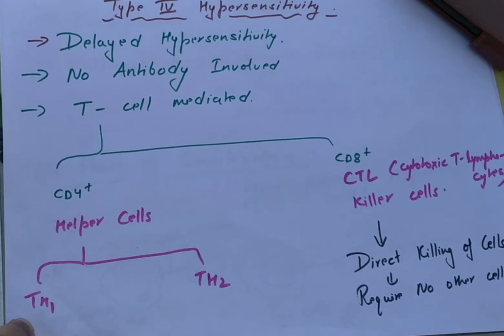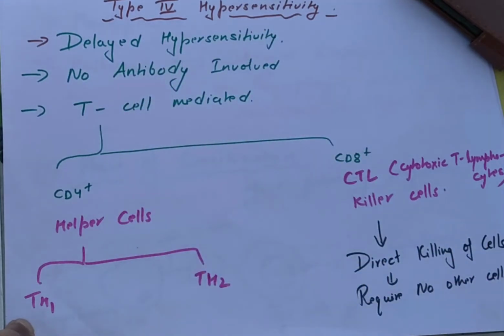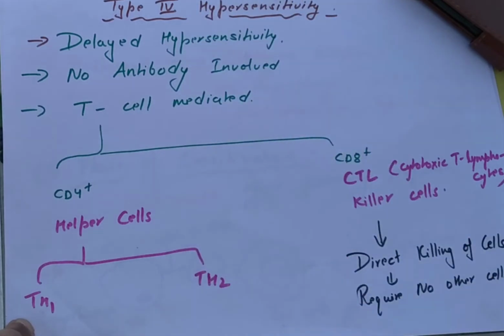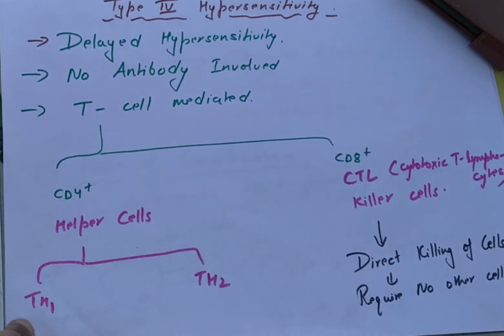Hello everyone. Today we are going to discuss type 4 hypersensitivity, which is also called delayed hypersensitivity. Unlike all the other types of hypersensitivity, that is type 1, type 2, and type 3, type 4 involves no antibody. It is a T cell mediated hypersensitivity.